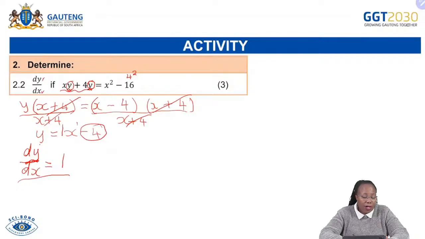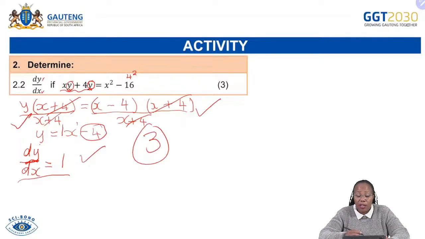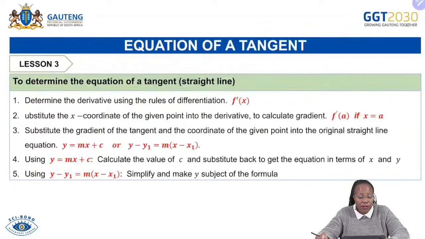So the first mark is for factorizing the left-hand side, the second mark for the right-hand side factorization, and the final mark for the correct derivative, of which is worth 3 marks for that. I hope everything went well with you, grade 12, on this particular activity.